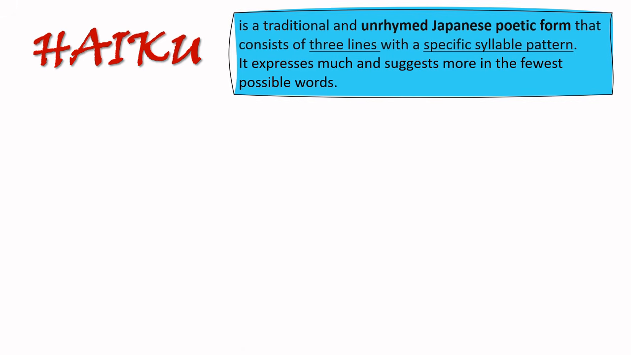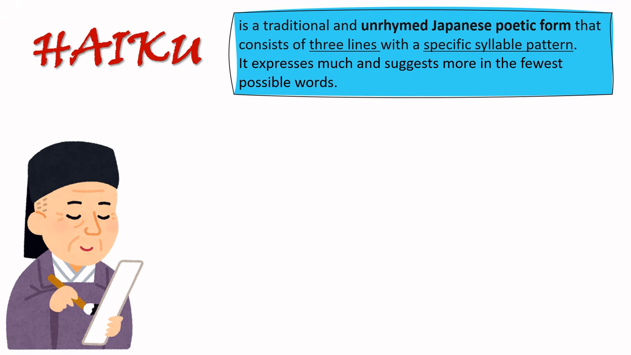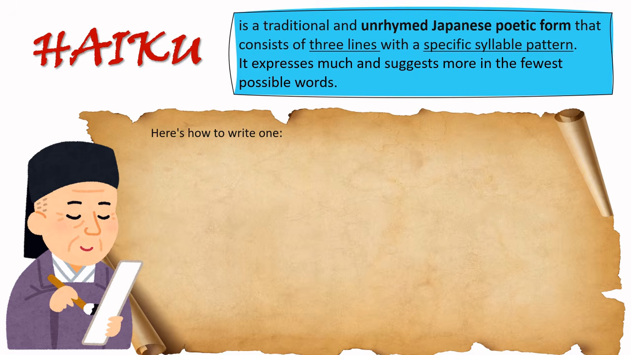But before that, let's have a review. You are already familiar with haiku, right? So you learned in the previous video lessons that a haiku is a traditional and unrhymed Japanese poetic form that consists of 3 lines with a specific syllable pattern. It expresses much and suggests more in the fewest possible words. Here's how to write one.